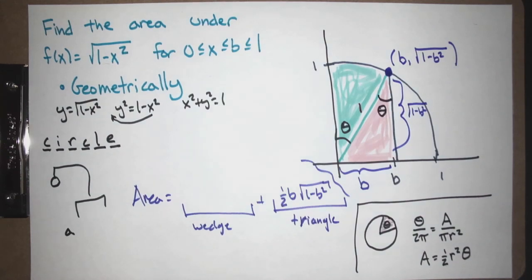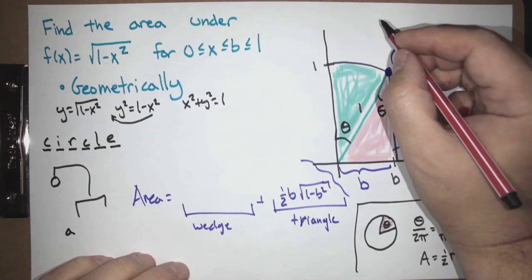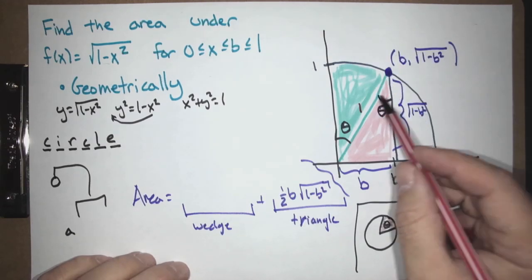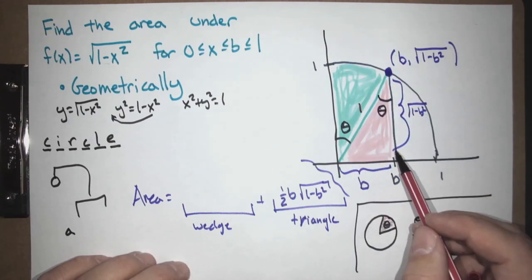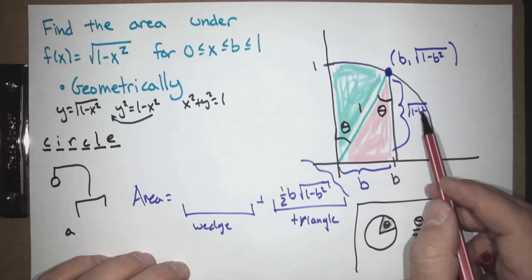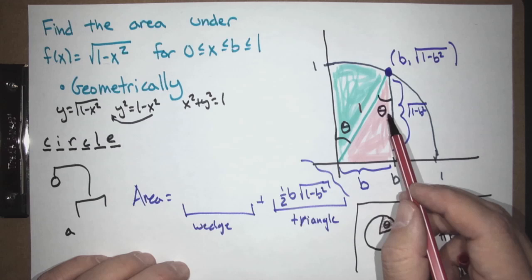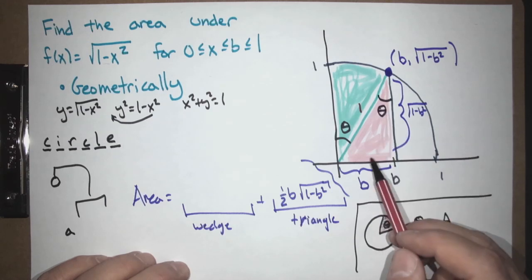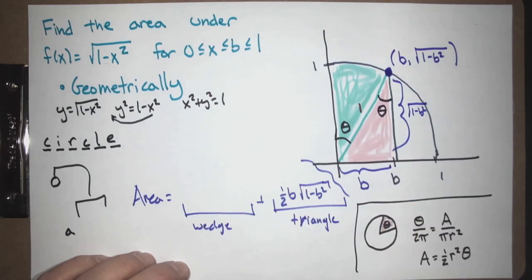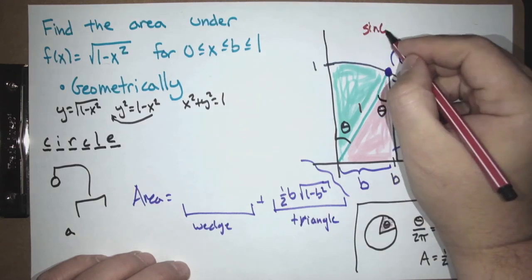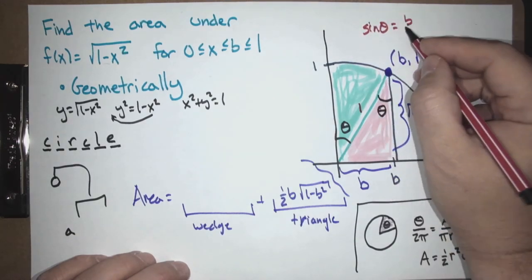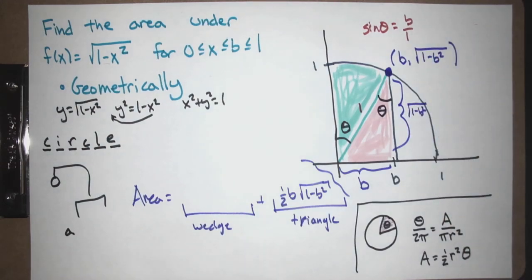Let me ask you a question. Of these three sides, which side do you not want to use? We don't want to use that one. So let's use the opposite and the hypotenuse. What's the trig function that relates opposite and hypotenuse? SOHCAHTOA, come on. Sine. Sine of theta is b over 1. Now, we don't want sine of theta, we want theta. How do we get the theta out of the sine?